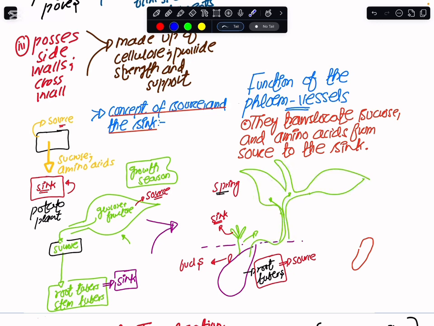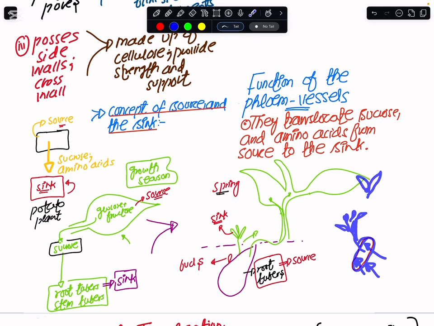So initially the root tuber, that is basically the potato tuber, would be acting as a source, because from it I am moving the sucrose and the amino acid to the newly forming leaves. Likewise, if I give you the reference of the seed, initially the seed would be acting as a source, because when the young plant grows out of it, it would not immediately make its own sucrose and amino acid by photosynthesis, but rather take it from the seed.